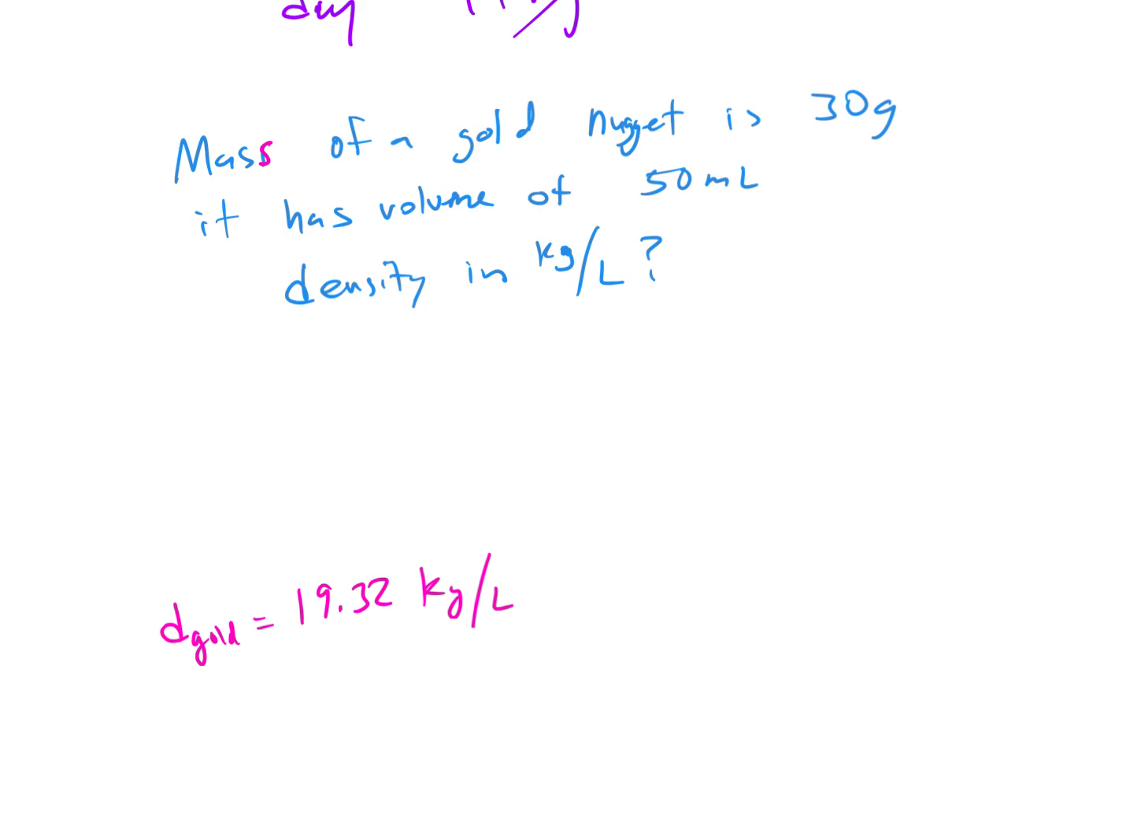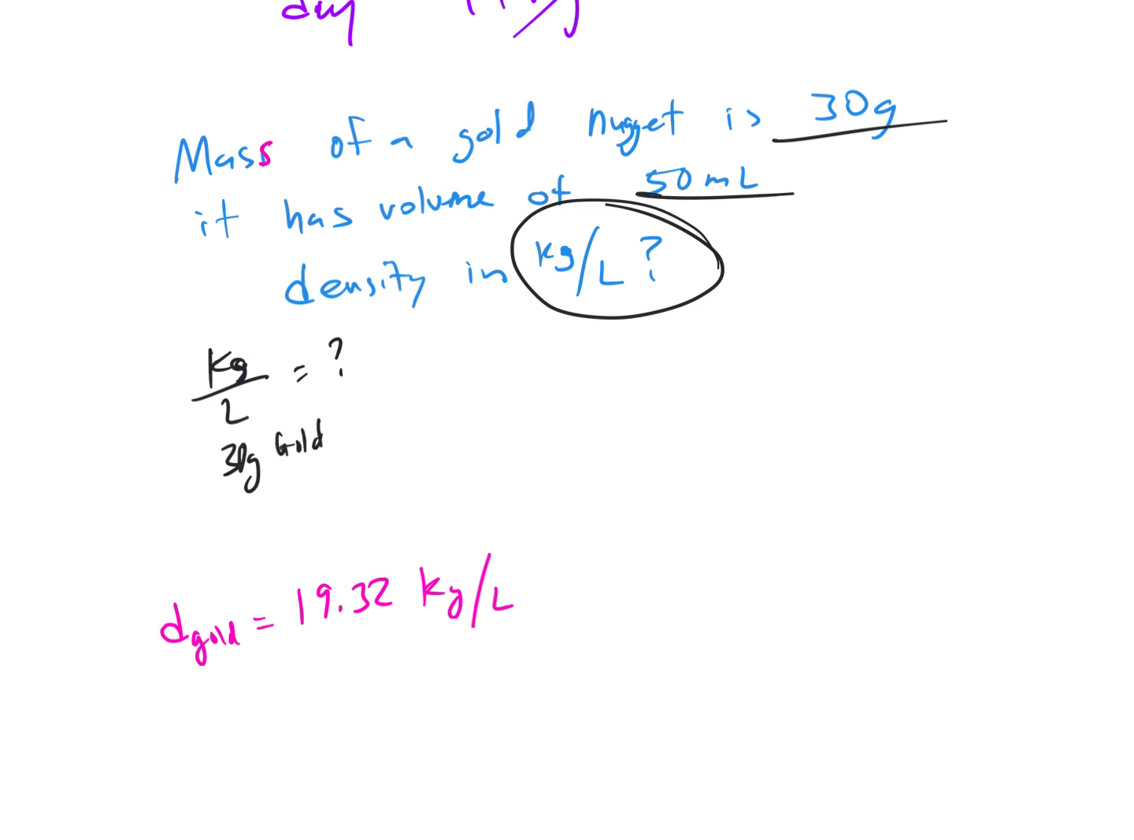So we got to know this. This is what we're looking for, right? Kilograms per liter equals question mark. That's what I'm looking for. What do I know? I have 30 grams of gold. And the volume is 50 milliliters. Are we good?